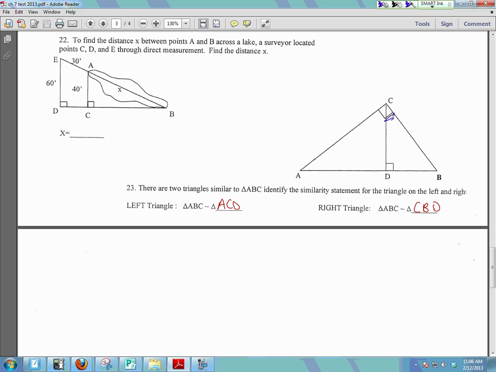And then do the same thing for this triangle here compared to the overall triangle ABC, making sure that your right angles, and in this case angle B, match up, and that should give you CBD then. Okay, but redraw your pictures. It's the best way to do that question.